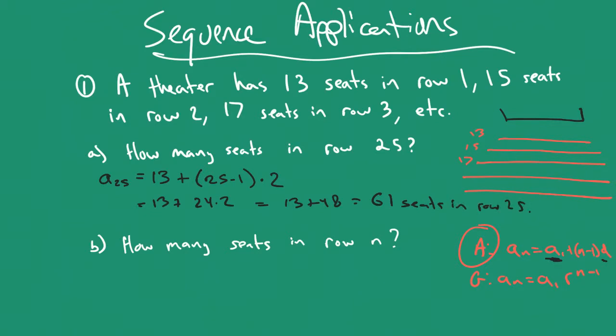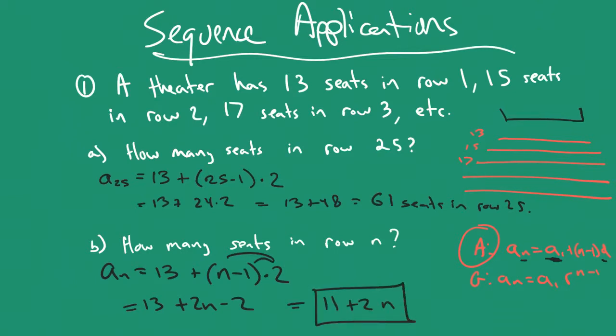Part B says how many seats in row n. Well, then it's not asking for a specific row, it's asking for the nth row. So here we go, a_n equals, and instead of plugging in an actual number, we just keep it as n. So I keep 13 for the first row, plus n minus 1, because I'm just going to keep it in terms of n, times the common difference of 2. This is just like we did the other day, and then we're going to distribute the 2. So we get 13 plus 2n minus 2, which gives me a final answer of 11 plus 2n. So that formula could find the number of seats in any row.